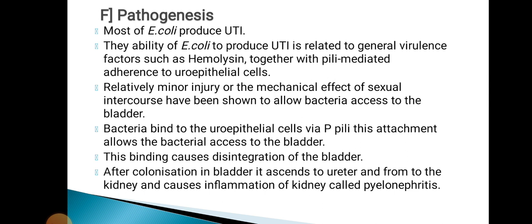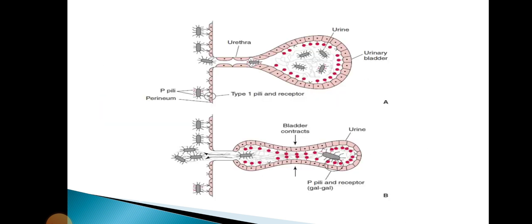Next one is the pathogenesis of E. coli. Most E. coli produces the UTI, that is the urinary tract infection. The ability of E. coli to produce UTI is related to general virulence factors such as hemolysin together with pili. Relatively minor injury from the mechanical effect of sexual intercourse has been shown to allow the bacteria access to the bladder. Bacteria bind to the urothelial cells via the P pili. This attachment allows the bacteria access to the bladder. This binding causes the disintegration of the bladder.